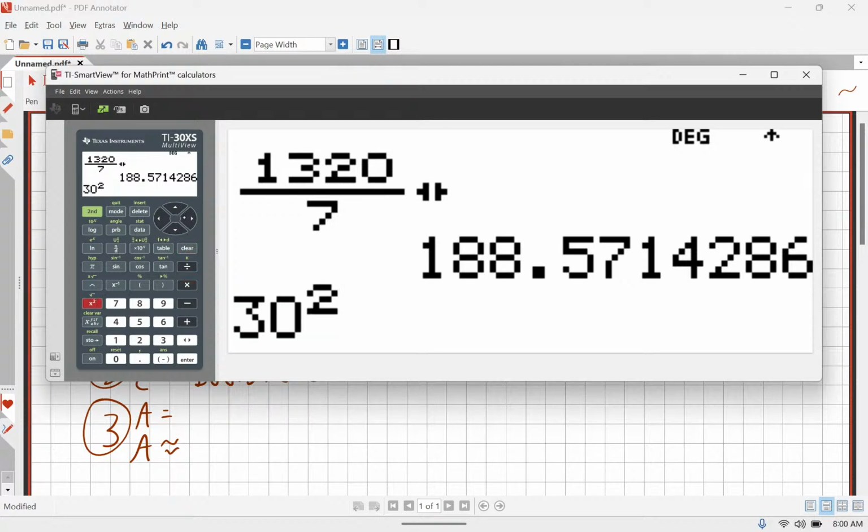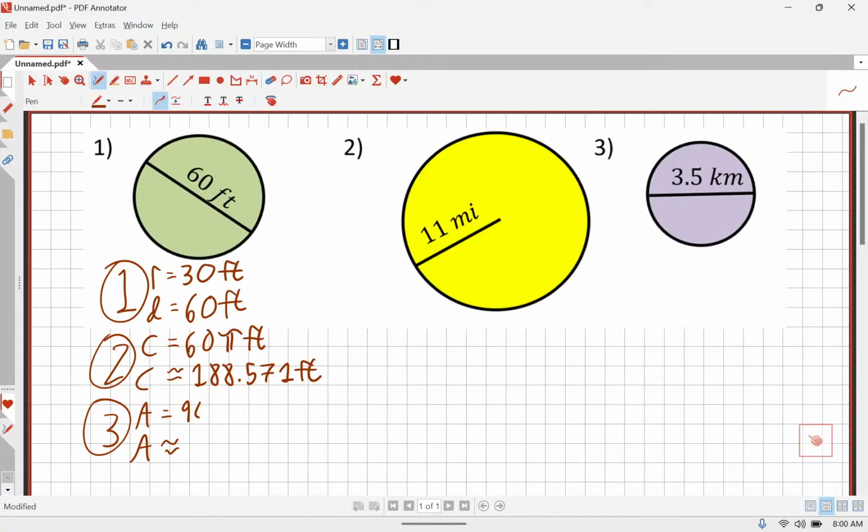Actually, you don't have to divide anything by 2. You just do the radius squared times pi. You're thinking of the circumference. Yeah, when you do the circumference, you have to do that. That's 900 pi. That's exact. So 900 pi. And that's feet squared.